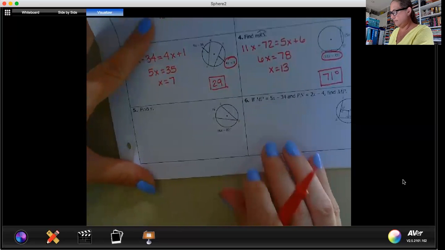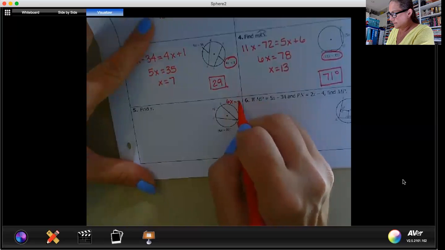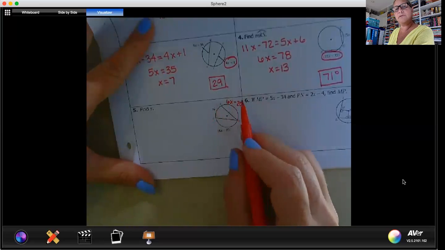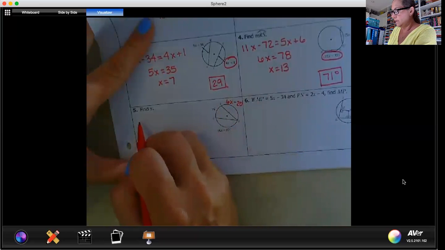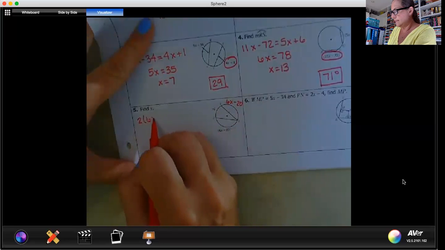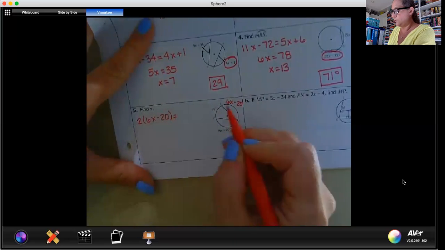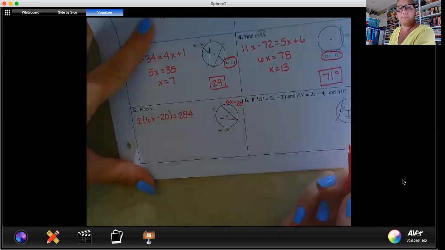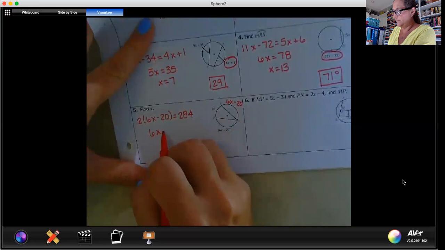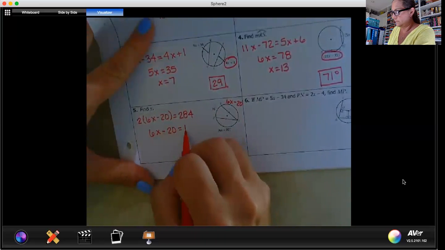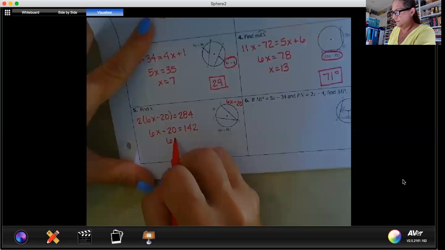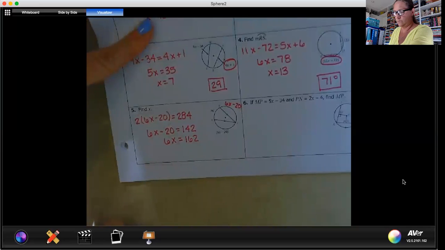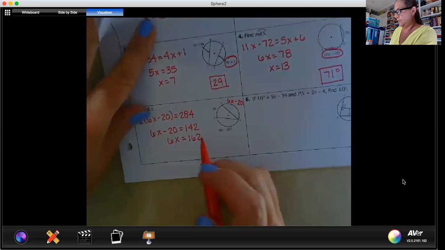For a problem like number 5, 6x minus 20 and 6x minus 20. All of those measures around the circle are going to equal 360. So 2 times 6x minus 20 is going to equal 360 minus 76, which is 284. Divide by 2. So 6x is equal to 162, and x is 27.